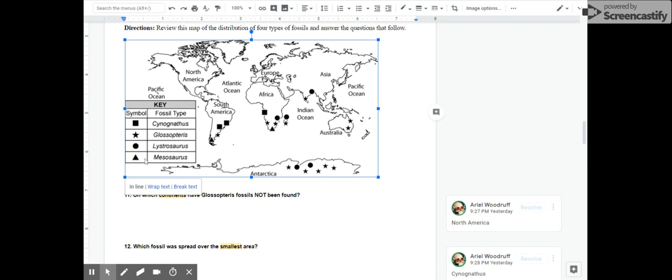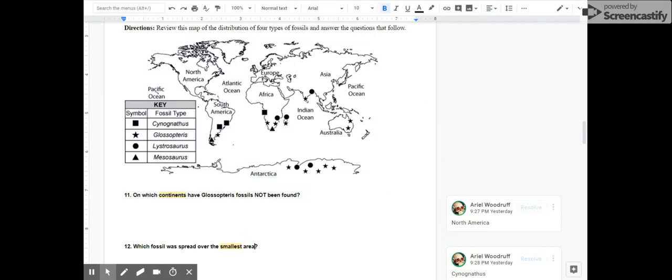Now we have triangle, the Mesosaurus. We have the bottom of South America and Africa. So they're on the same continents, but if we were to draw a circle around them and measure their distance, we have this one and we have this one. We can see that the squares are inside on both of these. So the squares are closer together and over a smaller area. So we would answer the Cynocanthus. It's my best guess at how to pronounce that. But the square organism would go for number 12.